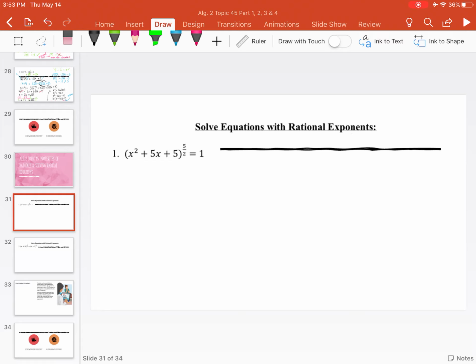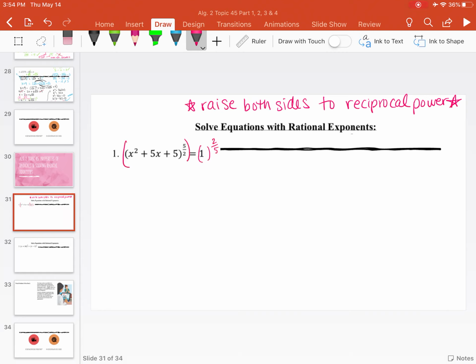In our example here, we have (x squared plus 5x plus 5) to the 5/2 power. Now, in order to undo this 5/2 power, what we need to do is raise both sides to the reciprocal power. Now, the reciprocal of 5/2 is 2/5. So we're going to raise both sides to the 2/5 power.